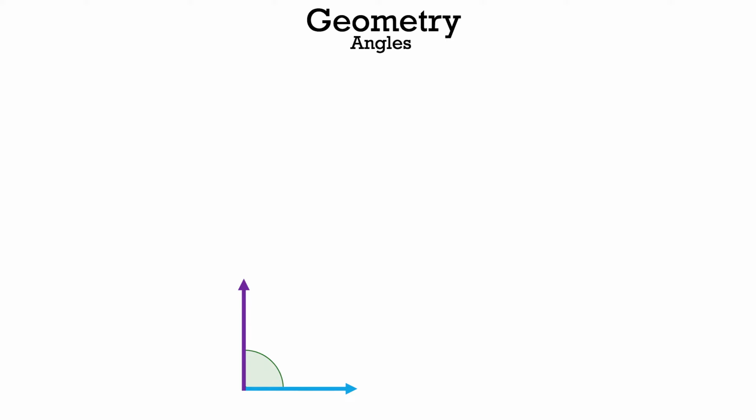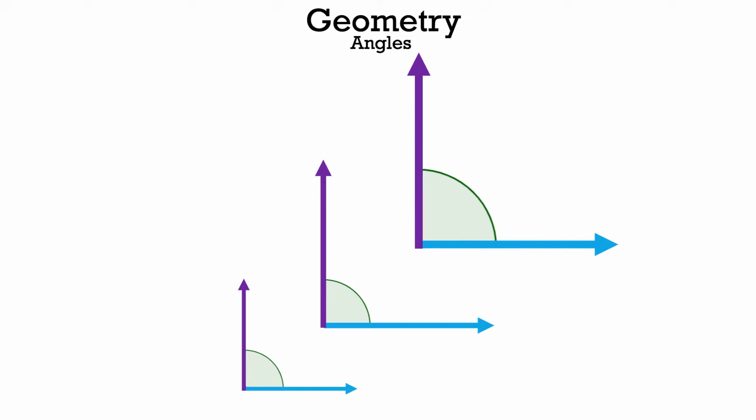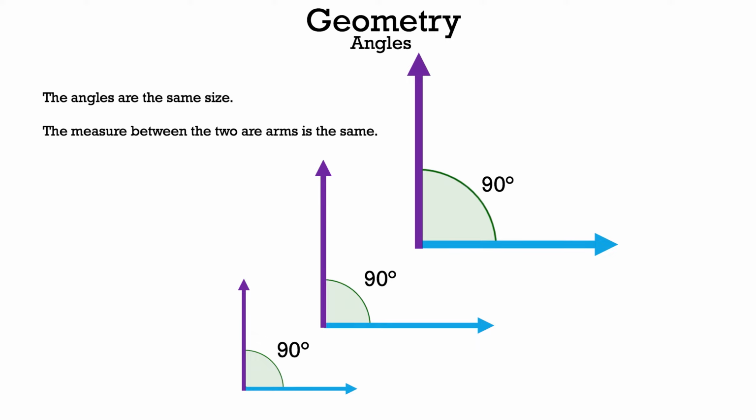Now, you may be wondering, what happens if it looks like this? What happens if it changes to that or changes to this? Well, let's talk about it. The angles are the same size. Why? Because the measure between the 2 arms is the same. So it doesn't matter how big the arms are. As long as the measure between the 2 arms is the same, then the angles are the same.